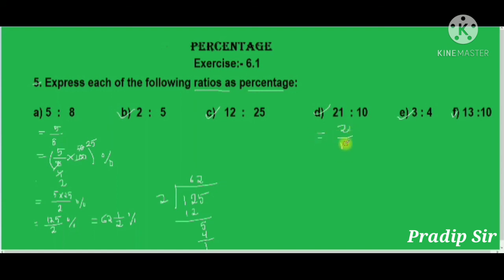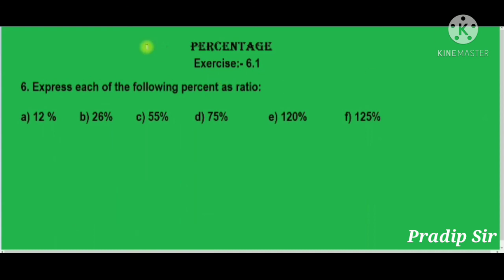So now I'll show you question number D. So it's 21 by 10. First 21 ratio 10, you can say 21:10. So again you multiply it by 100, because you have to convert into percentage. Any number, if you convert into percentage, then you multiply it by 100, and outside the bracket you give the percentage symbol. Okay, so here 10 cut, then here remain 21 into 10, so it will be 210%. And rest E, F do by yourself.